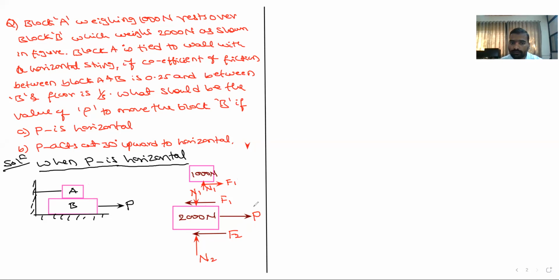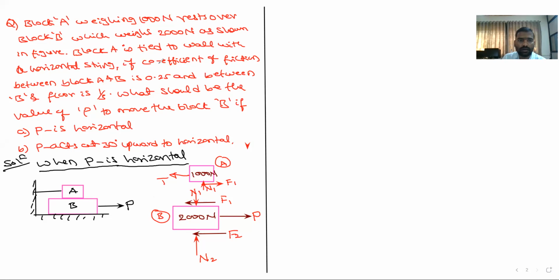So in order to find out the value of P, I should know the value of F2 and the value of N2. In order to find out the value of F2 and N2, I should know the value of N1 and F1. If the friction is in this direction, then the tension is acting like this. This is the value of tension, and weight is acting downward. So I have to consider the free body diagram of block A separately and block B separately, and find out all the necessary data.